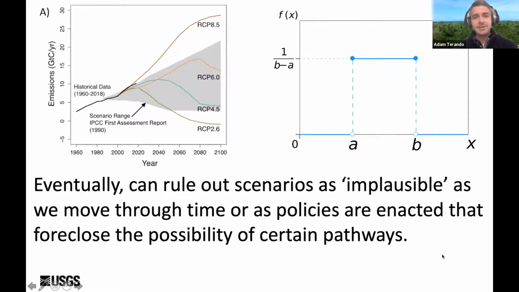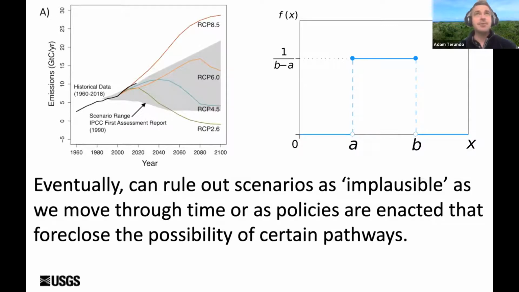Eventually, there is hope. Eventually, we can rule out scenarios as implausible as we move through time, because obviously some of these scenarios will no longer be plausible because they just don't match the observations, or as policies are enacted that foreclose the possibility of certain pathways.